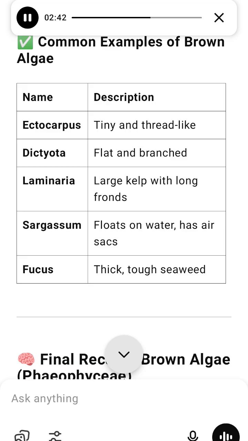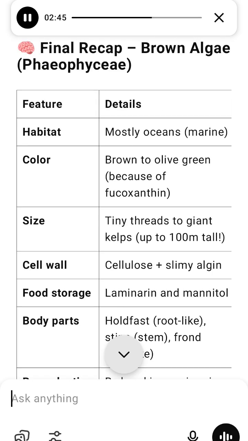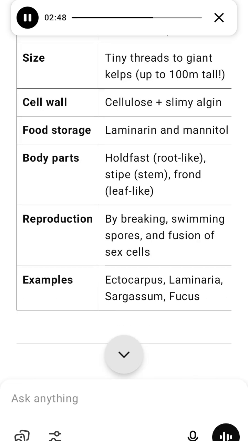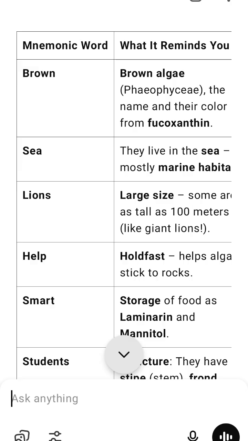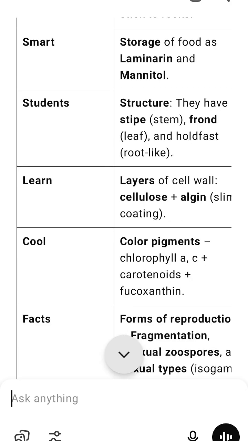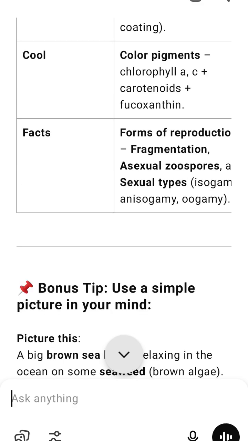Feature, details. Habitat, mostly oceans, marine. Color, brown to olive green because of fucoxanthin. Size, tiny threads to giant kelps, up to 100 meters tall. Cell wall, cellulose plus slimy algin. Food storage, laminarin and mannitol. Body parts, holdfast, root-like, stipe, stem, frond, leaf-like. Reproduction, by breaking, swimming spores, and fusion of sex cells. Examples, Ectocarpus, Laminaria, Sargassum, Fucus.